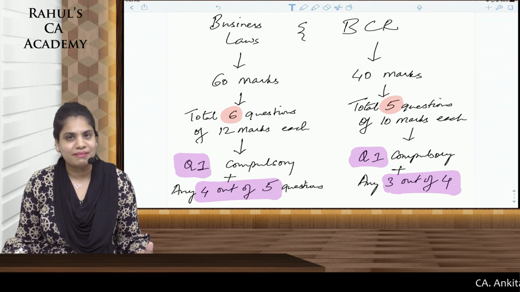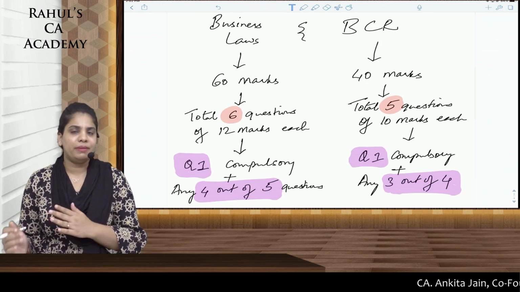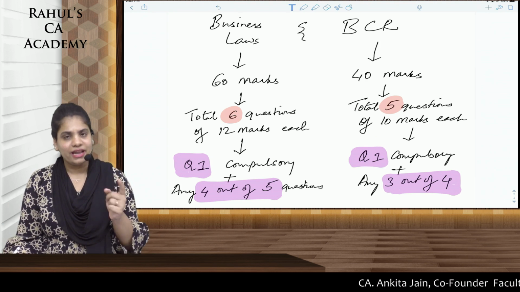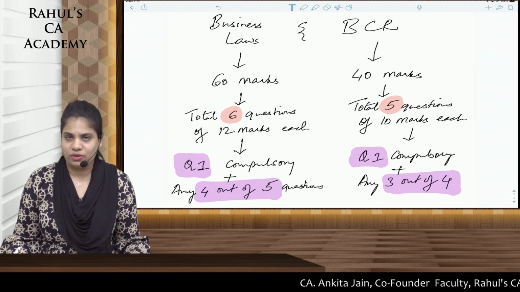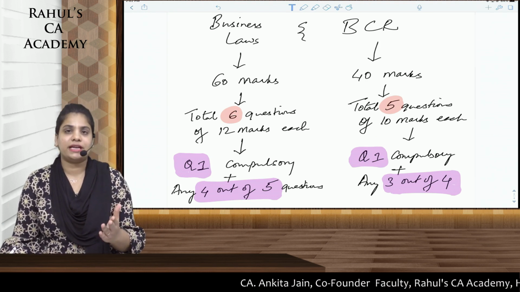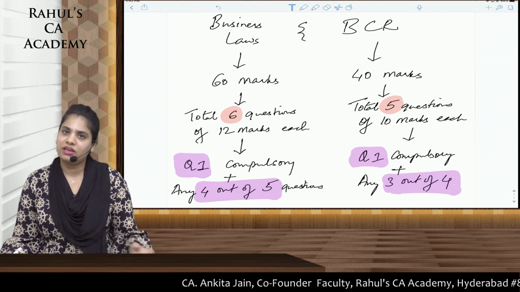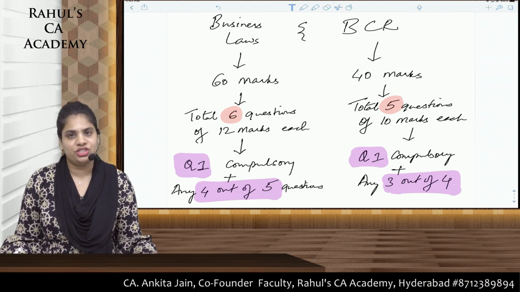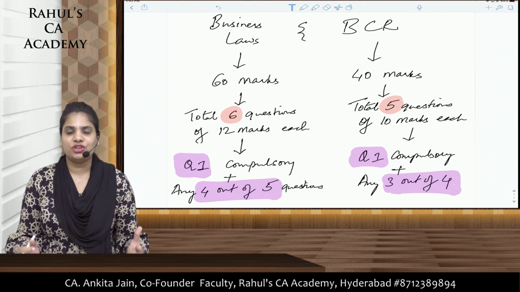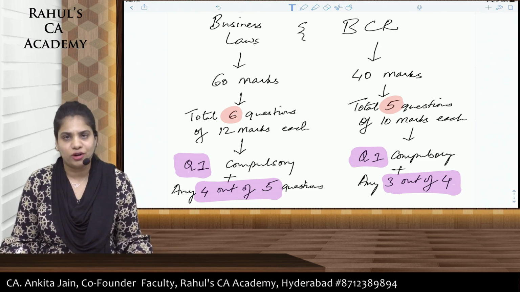Talking about Part B, BCR, again, Question 1 is a compulsory question, and then you have a choice of attempting any 3 out of the remaining 4 questions, each question carrying 10 marks. Hence, your paper BCR is for a total of 40 marks.